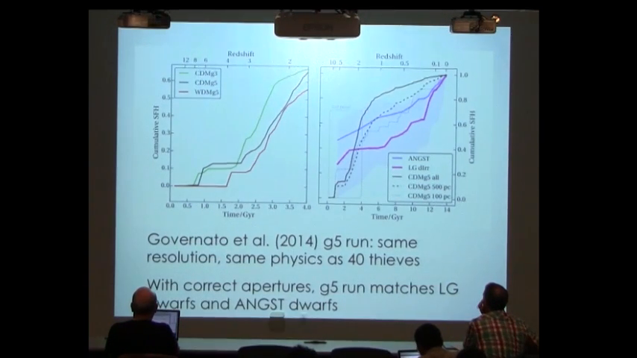So to give you guys some context to some plots that I'll be presenting in a few slides, I wanted to bring up a few plots from Governato et al. 2014. So in this paper, he presents a run called the G5 run. And this run has the same resolution and the same physics as the 40 Thieves. And he, in this plot, looks at the cumulative star formation histories for that specific dwarf in his paper. And what he shows is a comparison to the Local Group and ANGST dwarf irregulars and dwarf galaxies. And with the correct apertures, the G5 run matches the cumulative star formation histories for these dwarfs.